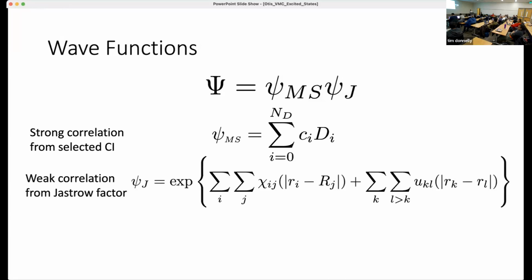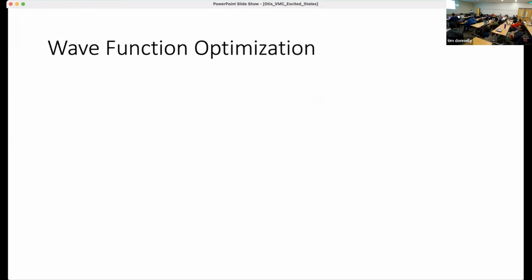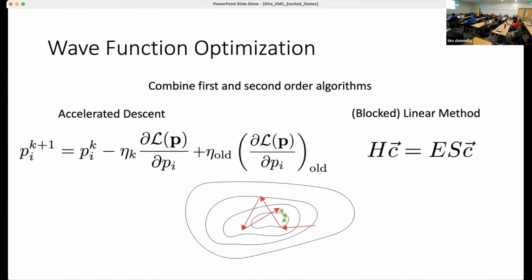Those get paired with a Jastrow factor. I've worked mostly just at the 1 and 2 body level. And of course, this sort of framework allows systematic improvability with more determinants and higher body Jastrows. Now, when it comes to the wave function optimization, this is where a lot of my personal method development work has been, that there are a number of just plain numerical algorithms that you have as options for finding the best parameters for your ansatzes.